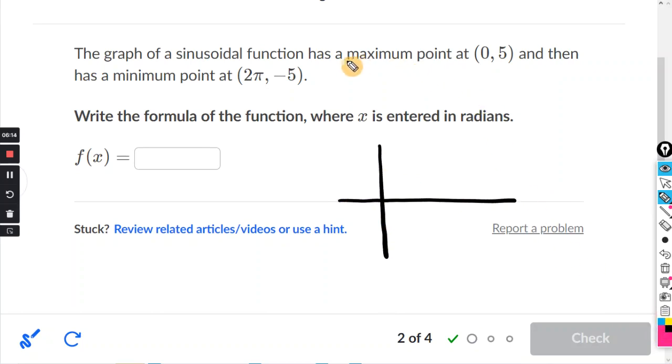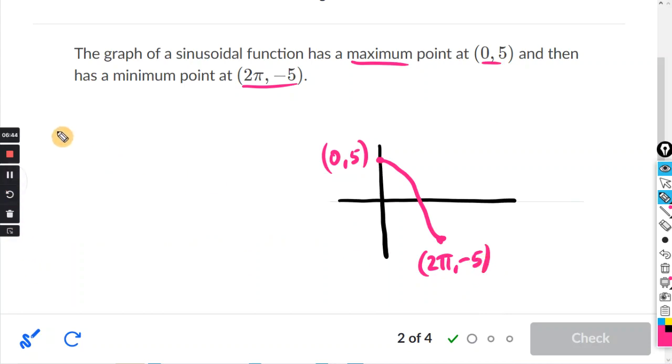It says it starts at the maximum. Okay, so it starts here at 0, 5. And then it goes to the minimum at 2 pi, -5. So it basically goes like that, and that's going to be your minimum, 2 pi comma -5.